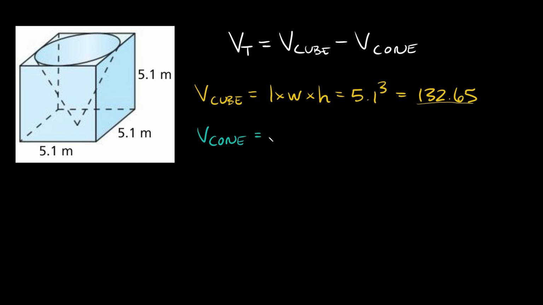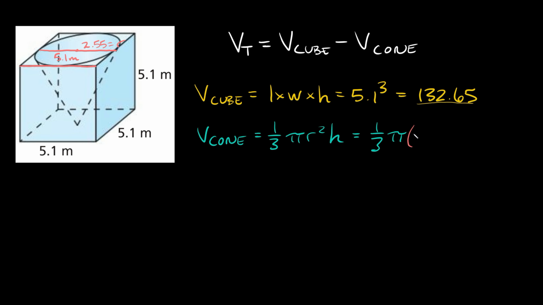So that guy is going to be, remember, the volume is equal to 1/3 times pi r squared h. So this is going to be equal to 1/3 times pi times the radius. In this case, what's the radius? Well, it doesn't give it to us, but we can figure it out, right? So we know that the total length over here, right, all the lengths are the exact same. They're all 5.1 meters. So we know that the length, or in other words, the diameter, is 5.1 meters. But if we just want the radius, we just want half of this. So half of 5.1 is 2.55, right?